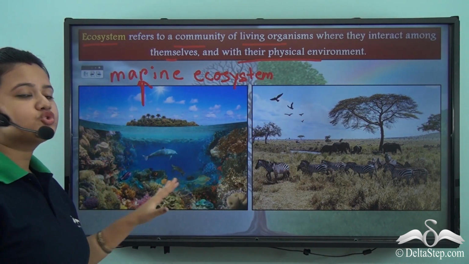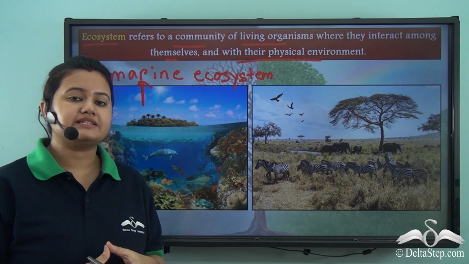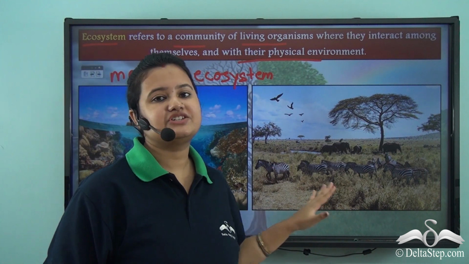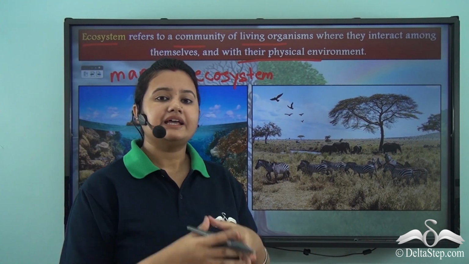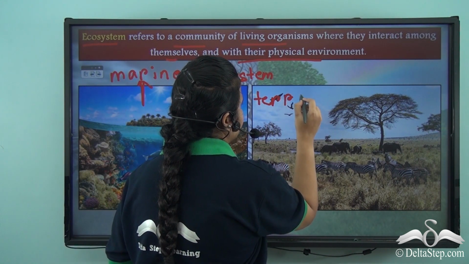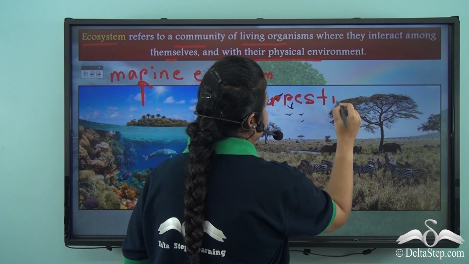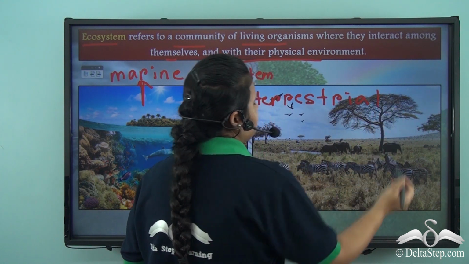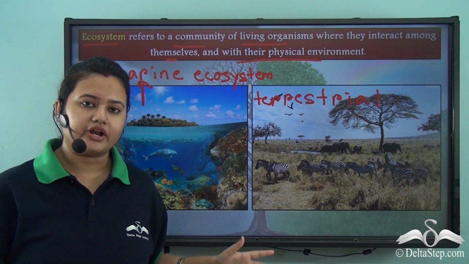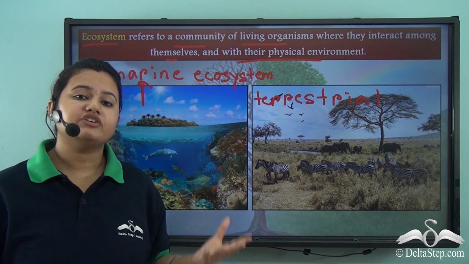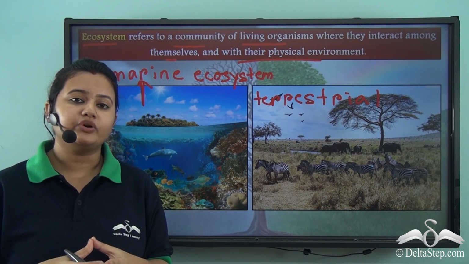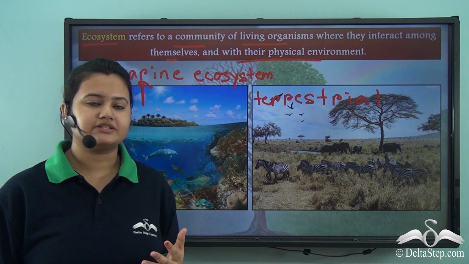Now, this mutual dependence between living organisms and their physical environment is also observed in terrestrial life. So, this picture depicts terrestrial ecosystem. So, in an ecosystem, we can see that the living organisms interact with their physical environment. Now, if I ask you to segregate different components of an ecosystem, how will you do it?